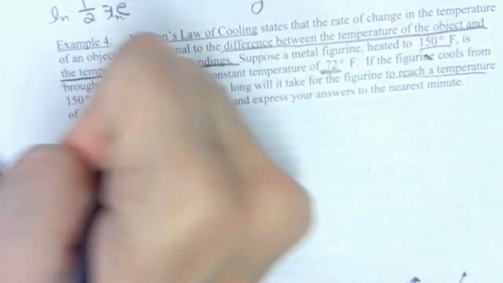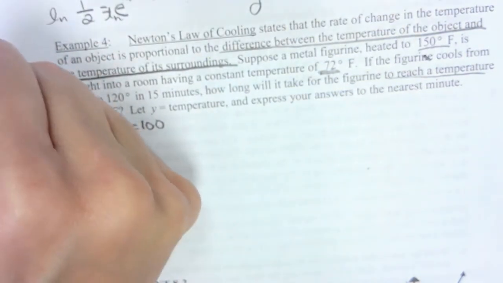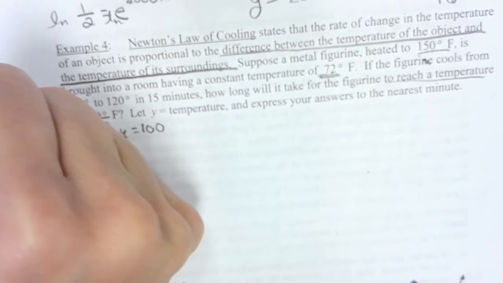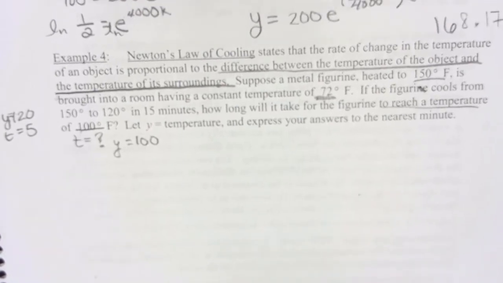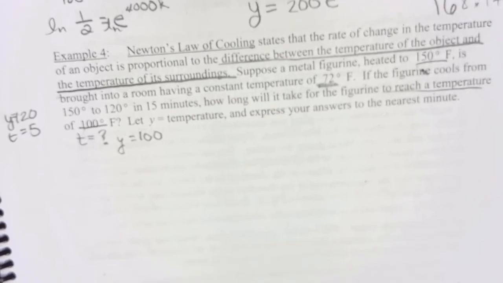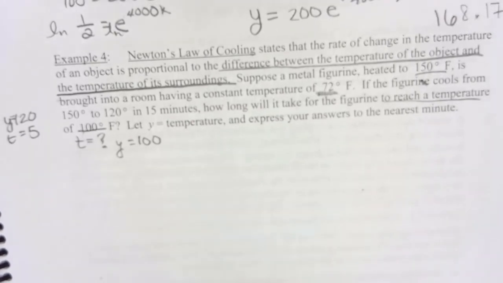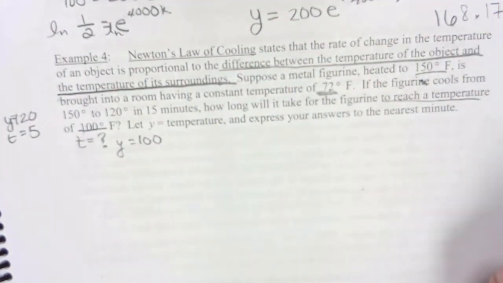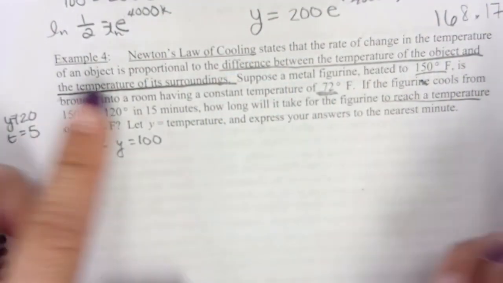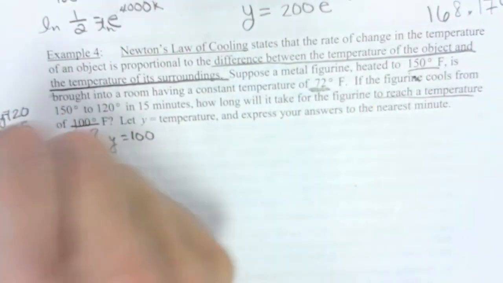We also know that when Y is 120, T is 5. Yet again, what's the one thing we're missing? Yes, we are missing the initial, right? And we are missing that initial change, I should say, because it's the difference between the temp. And we are missing K. So let's see what we can put at first.